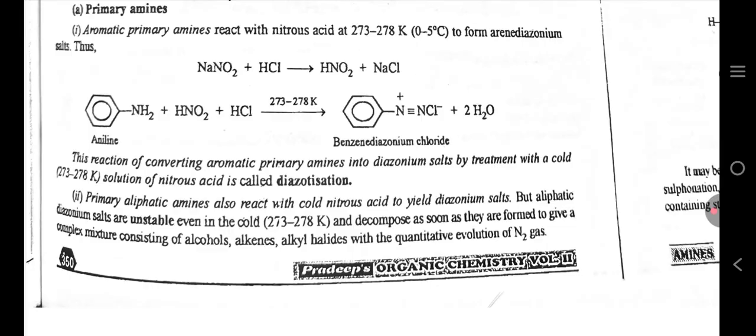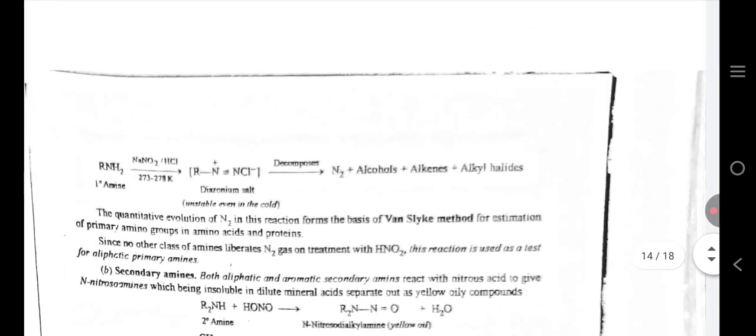Primary aliphatic amines also react with cold nitrous acid to yield diazonium salt, but aliphatic diazonium salts are unstable even in the cold and decompose as soon as they are formed to give a complex mixture consisting of alcohol, alkenes, alkyl halides with the quantitative evolution of N2 gas.